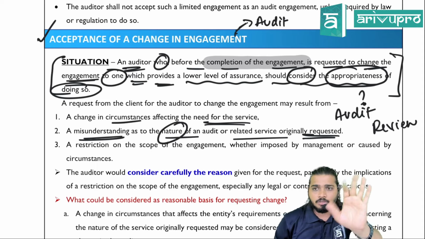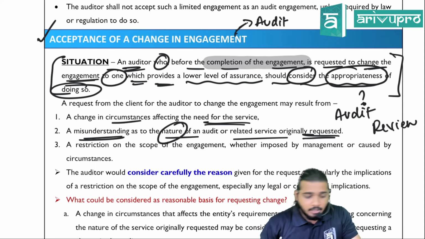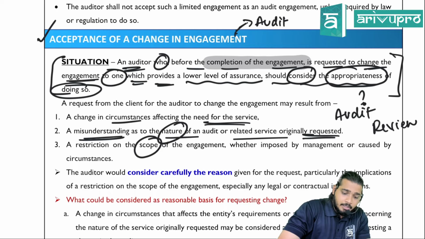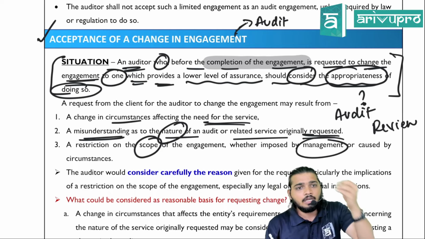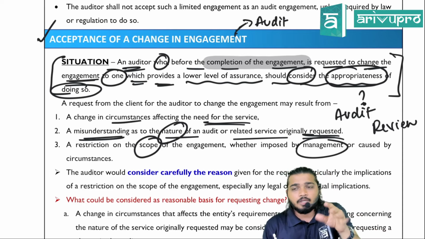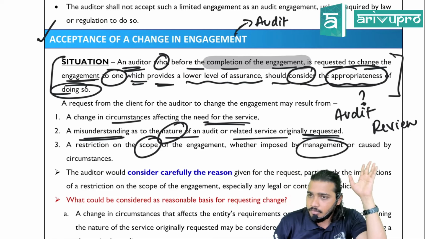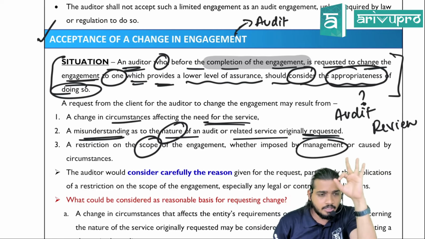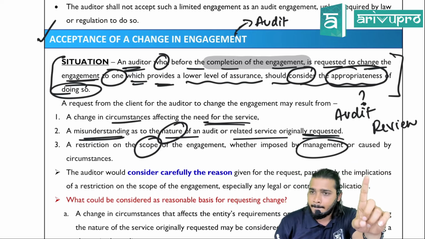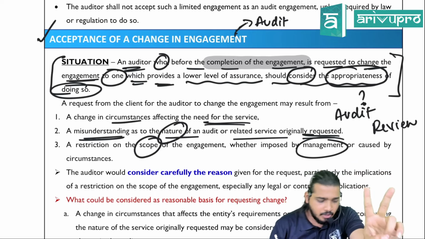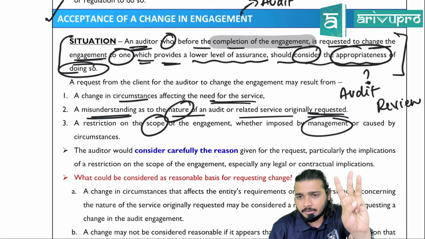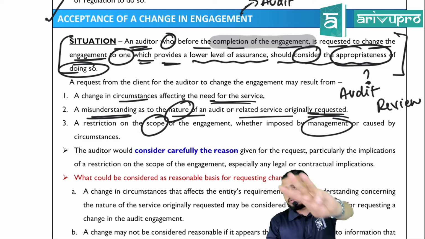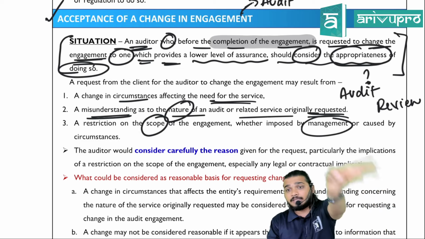Clear? Then comes the third one, the nonsense one. Restriction on the scope of engagement, whether imposed by management or caused by circumstances. I don't care. If my scope has been restricted, I will not take up such an audit. Clear? So totally three reasons are there. Reason number one, circumstances. Reason number two, misunderstanding. Reason number three, restriction on scope imposed by management or imposed by circumstance.